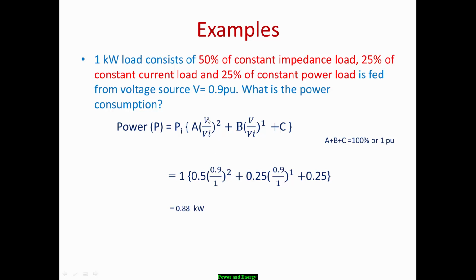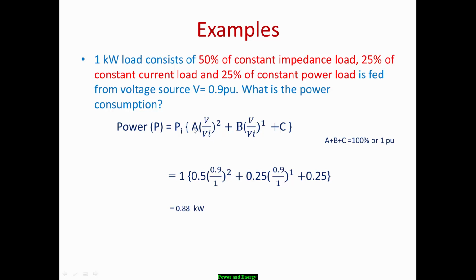Now substitute your total load 1 kilowatt as PI. That is your PI for VI. What is the VI value? 1 per unit. So wherever I have VI, I just substitute 1 per unit. Wherever I have PI, I substitute 1 kilowatt. Then for 0.9 per unit, what is the power consumption? You substitute V as 0.9 wherever it is in the equation.